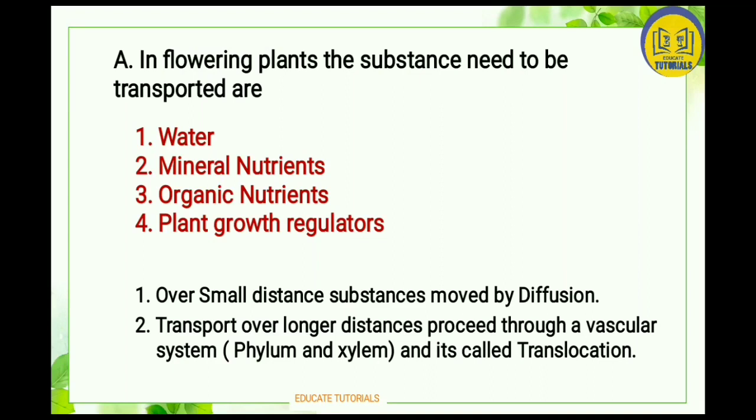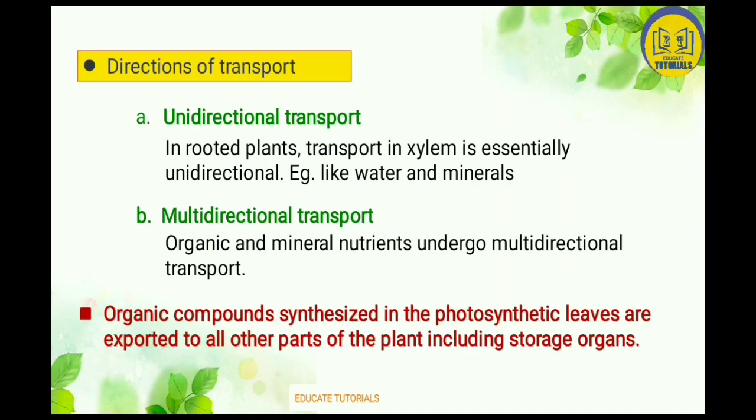The vascular system, that is phloem and xylem, carries out transportation over a longer distance, which is known as translocation. The term translocation suggests changing location. When a substance moves from one part of a plant to another part of a plant, that is known as translocation. So what are the different substances moving from one place to another, and what are the directions of transport?